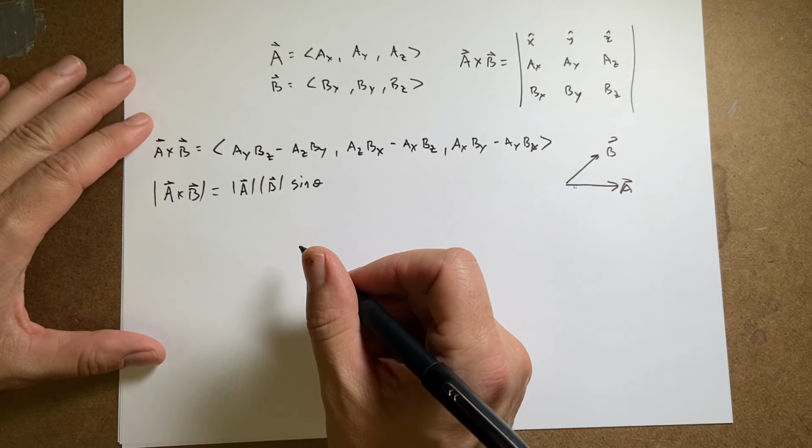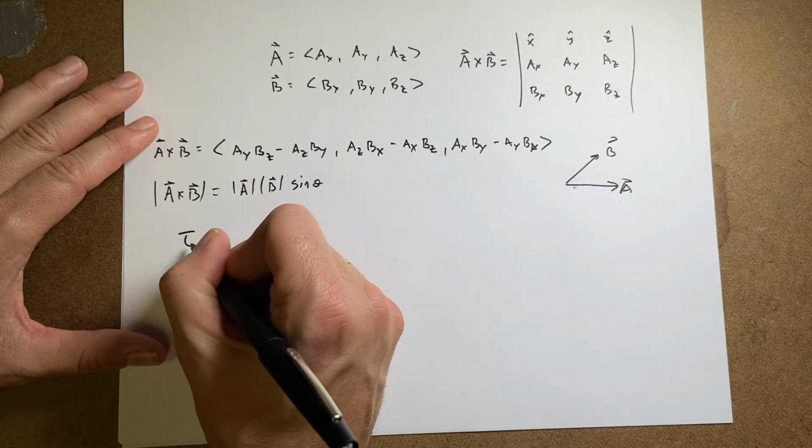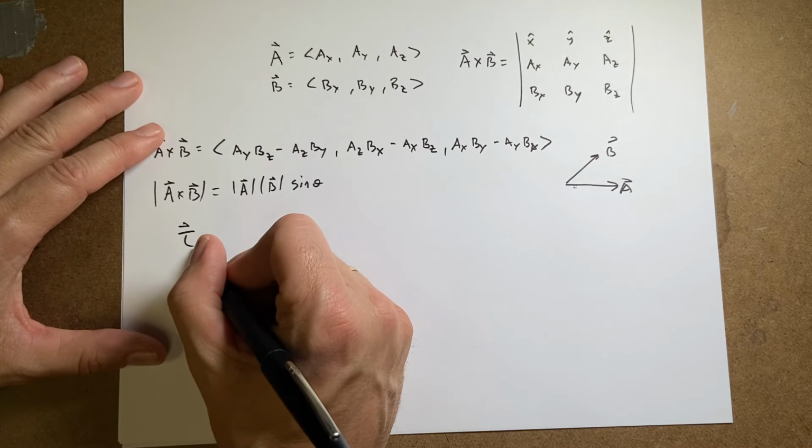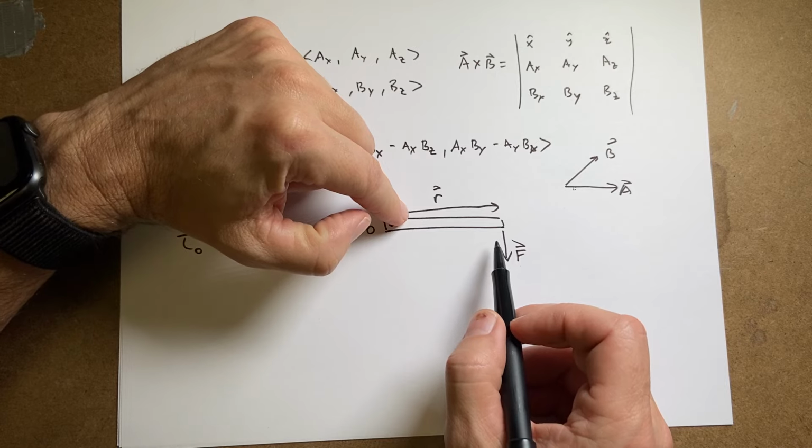So we need that for torque. Torque about some point O is R cross F. Let's just draw that because this is easier. Suppose I have this wrench and I pull with some force F right there. That's F, that's point O, and that's R. In this case, R and F are perpendicular, so theta is 90 degrees. So the torque would just be R times F.